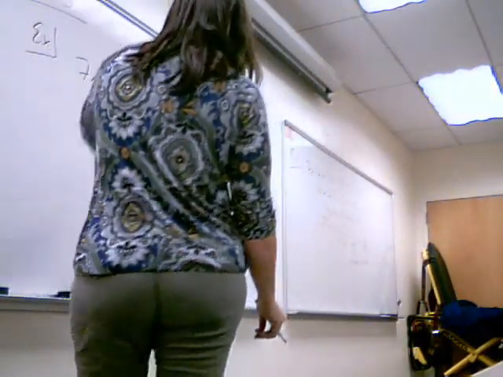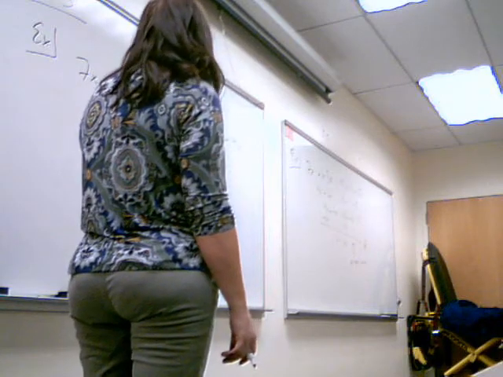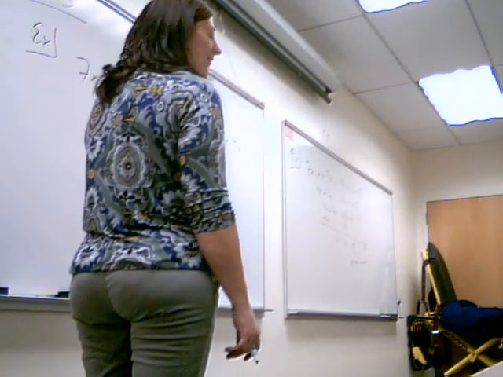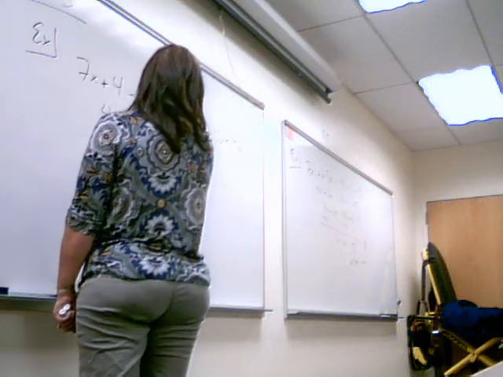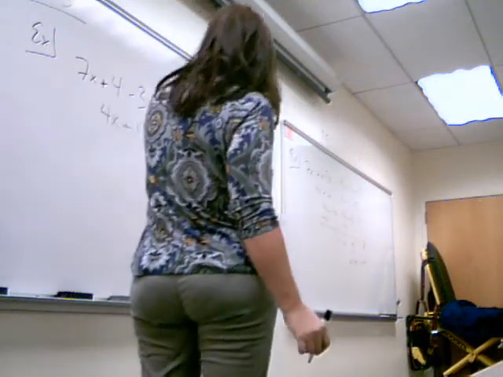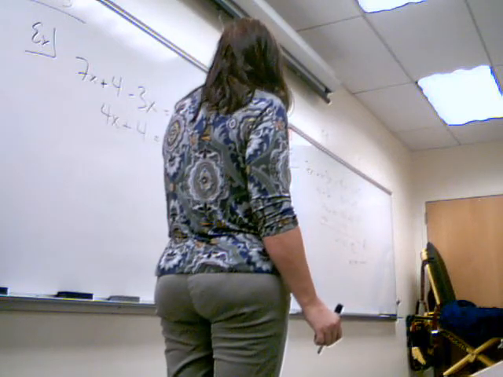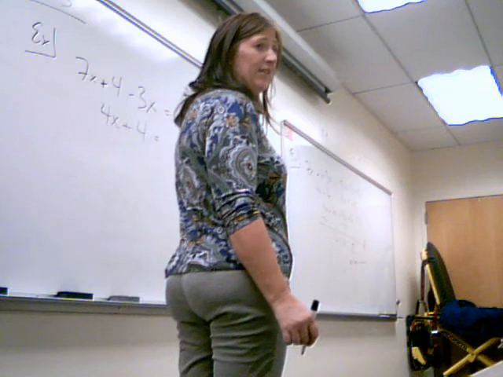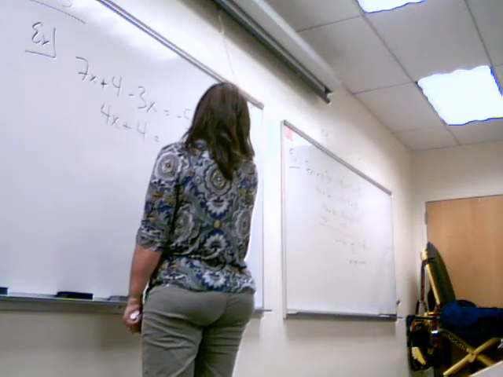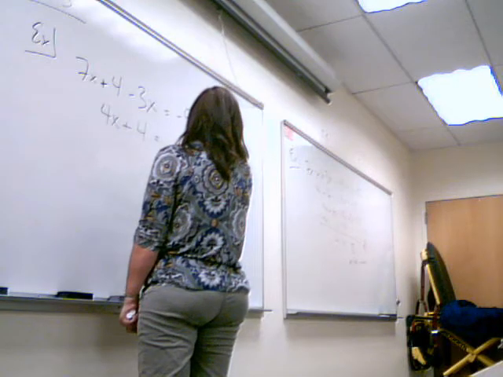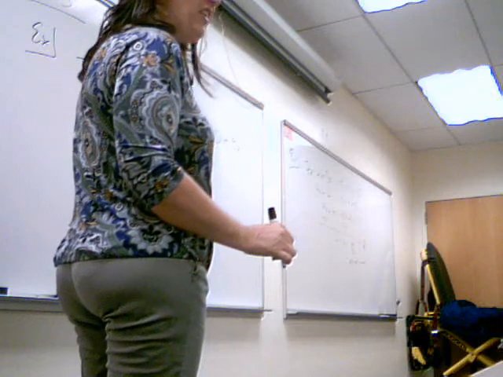Okay. Well, what can I combine here on the left? 7x and negative 3x. That's going to give me a 4x plus 4. Okay? What can I combine up on the right? Negative 5x and plus 9. That gives me 4x plus or minus 10. Right? Anybody see a problem here?